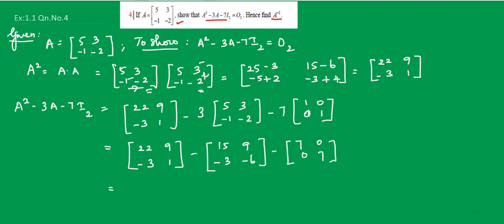Now we add all the elements, first elements, 22 minus 15 minus 7 gives us 0. Next, we add the first row, second element. 9 minus 9, 0 minus 0 gives us 0. Next, minus 3, minus of minus 3 plus 3, minus 3 gives us 0. 1, minus of minus 6 plus 6, minus 7. 1 plus 6, 7, minus 7 gives us 0. So we have first showed that A squared minus 3A minus 7I2 is equal to 0.